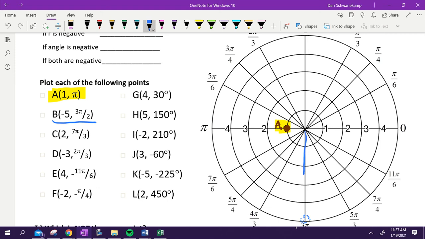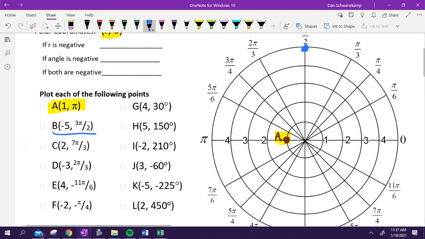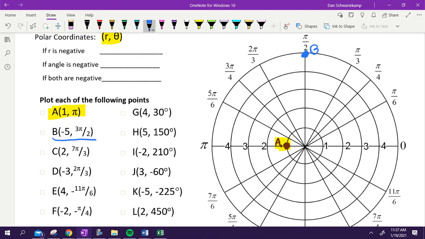5 tells you to walk down, or to walk out 5 this way. So if it's -5, what do you think I'm going to do instead? It's like backing up, right? I'm going in the same path, but instead of going this direction, I'm going to go the opposite direction. So that right there is -5, 3 pi over 2.